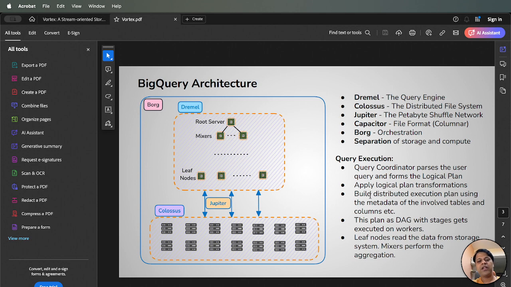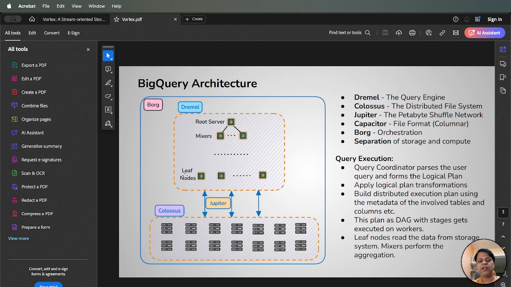Then, using the metadata it has, again metadata handling is a separate piece within it, but the query coordinator fetches all that metadata. Using that, it creates the distributed execution plan, and that is copied over to the slots or the compute. And the DAG of the execution plan is executed on the workers or the slots.